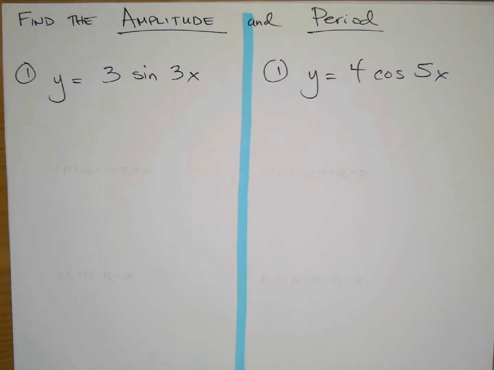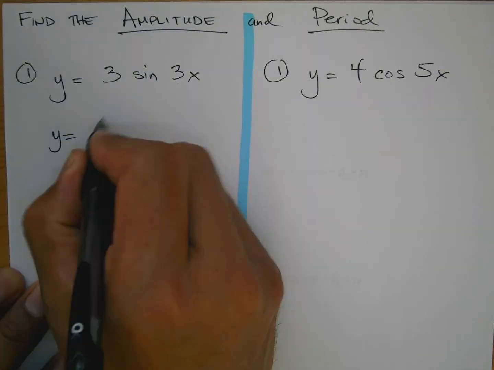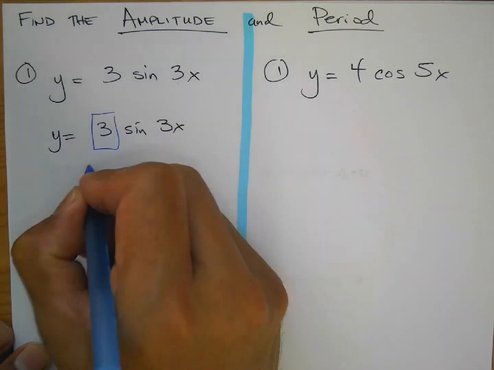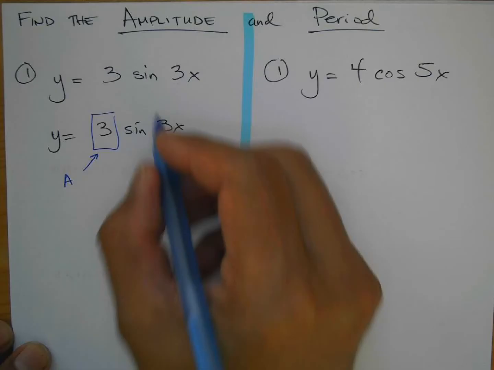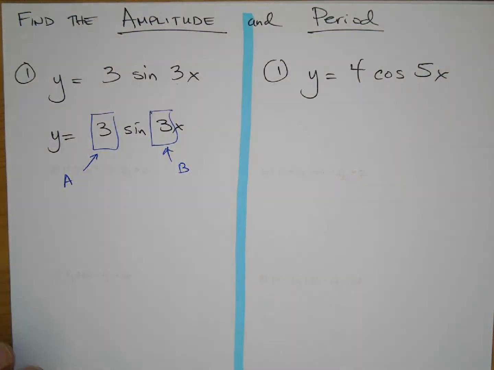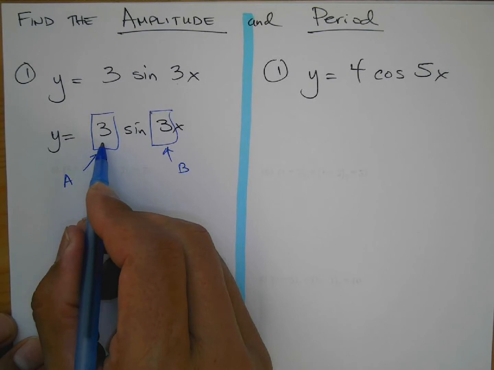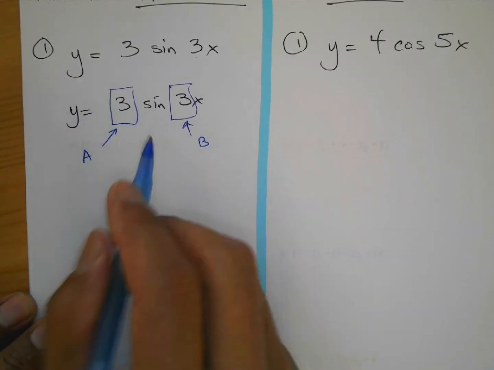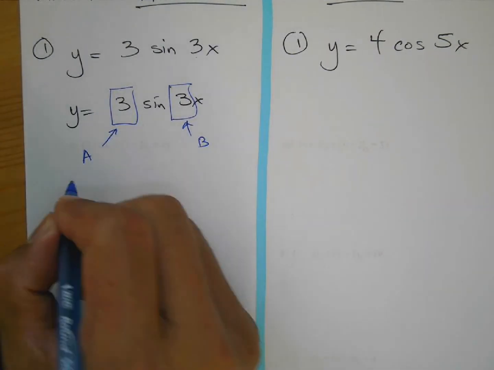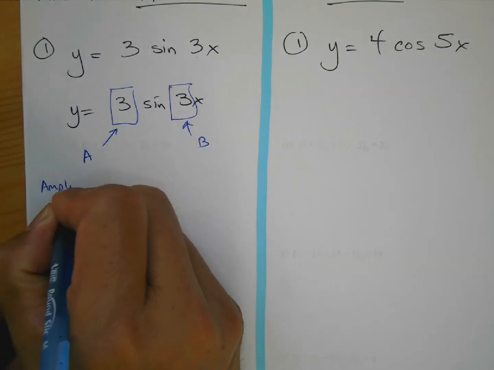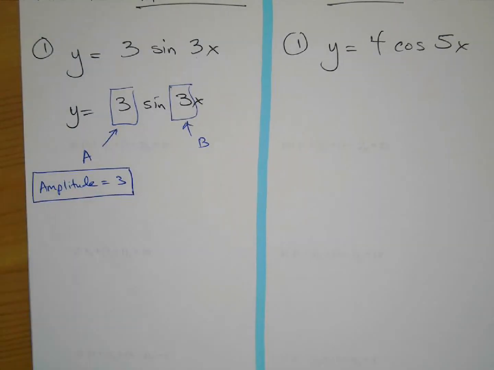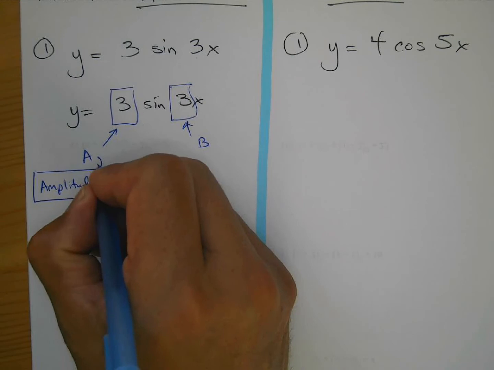You're just going to look at what? y is equal to 3 sine of 3x. Here's your A. Here's your B, right? Okay. So, what does this one stand for? Your amplitude. Your amplitude is this number. It's always positive. If you see a negative there, you take the absolute value. But here, that tells me that the amplitude is 3.